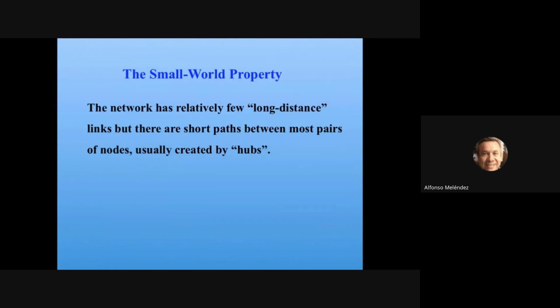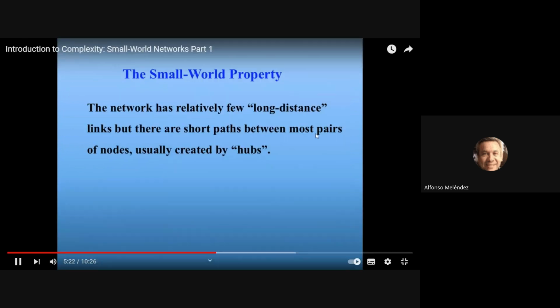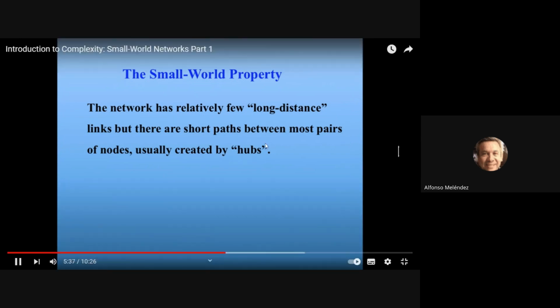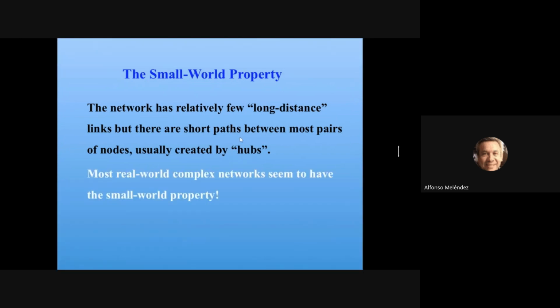So this illustrates the small world property, the idea that a network has relatively few long-distance links, but there are short paths between most pairs of nodes, usually created by hubs. And what's interesting is that it turns out that not only social networks, but many, many other kinds of networks, in fact, most real-world complex networks, seem to have this small world property.